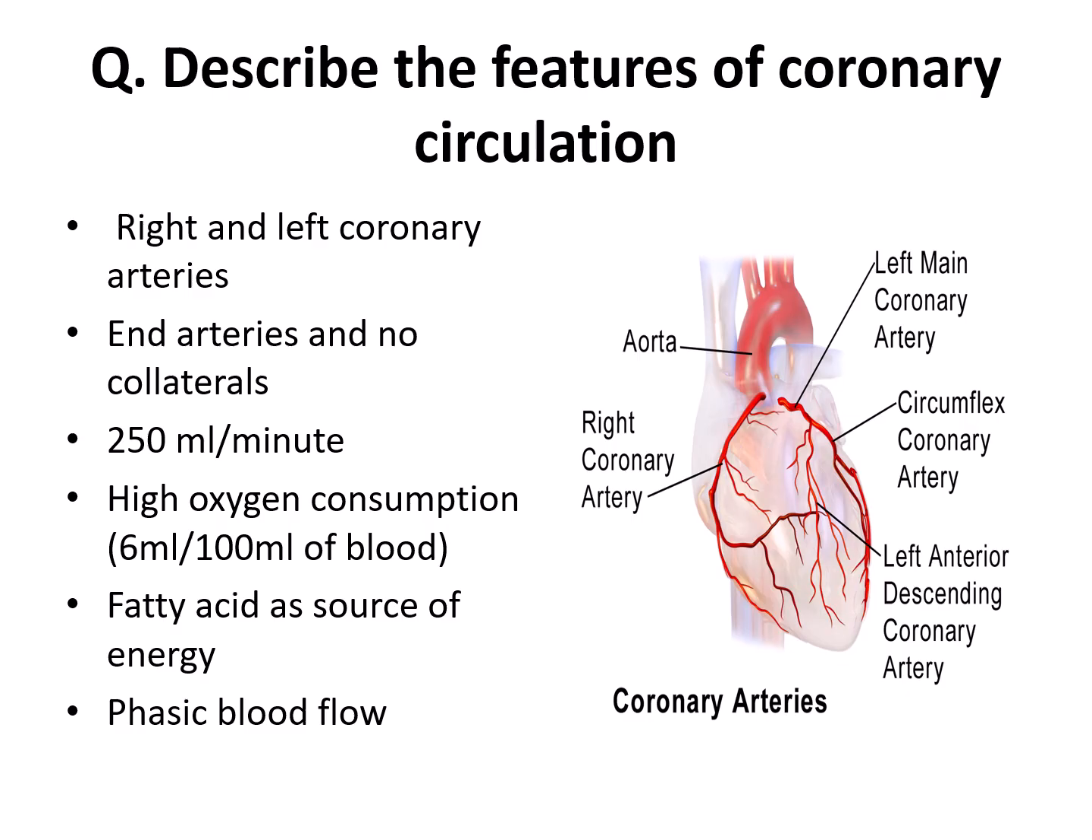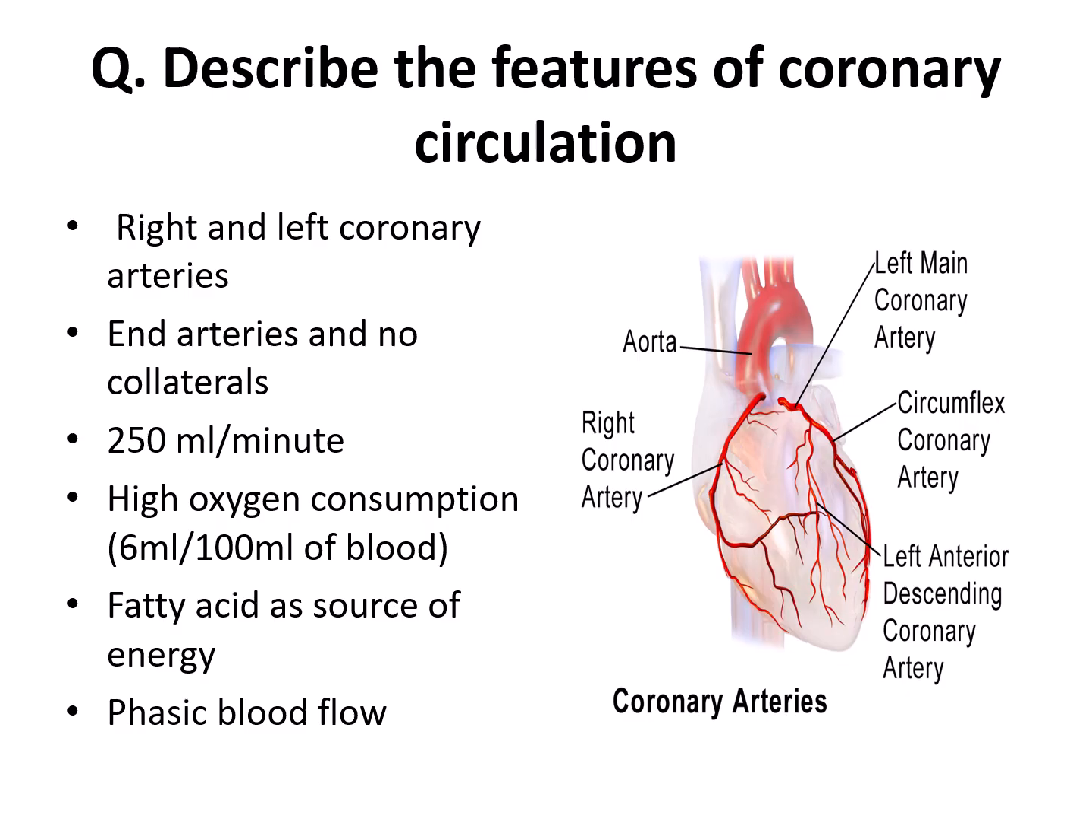So to understand the pathophysiology of ischemic heart disease, you need to know some of the features of coronary circulation. The heart is supplied by dominant arteries, that is the right and left coronary arteries. They are end arteries with no collaterals. Normally, the heart receives 250 ml of blood flow every 1 minute, and it has high oxygen consumption: for every 100 ml of blood that flows through it, around 6 ml of oxygen will be consumed.